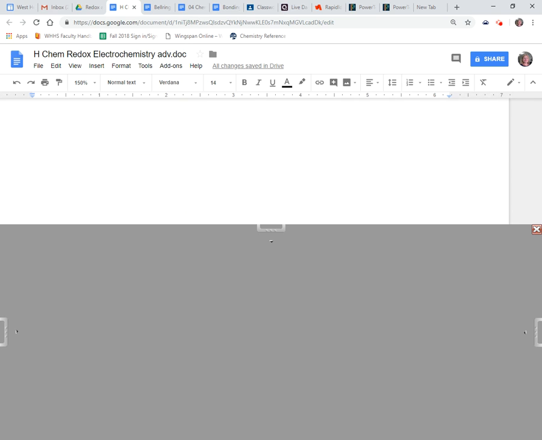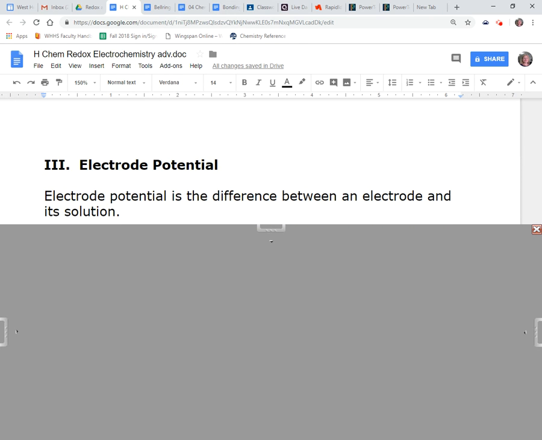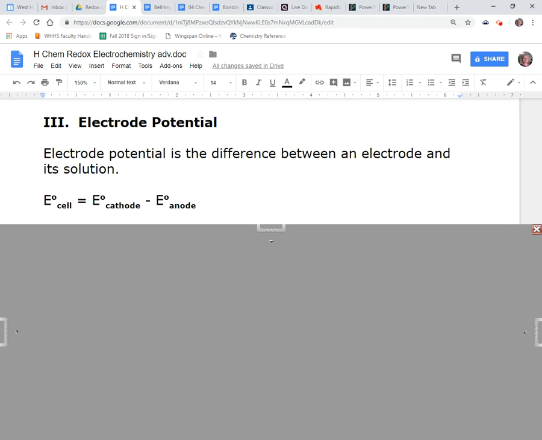All right. Now, when we talk about these types of cells, we're going to be calculating the electrode potential. And the sign of our electrode potential will let us know whether a reaction is occurring in a galvanic cell or an electrolytic cell. So electrode potential is the difference between an electrode and its solution and can be calculated using this little equation right here.